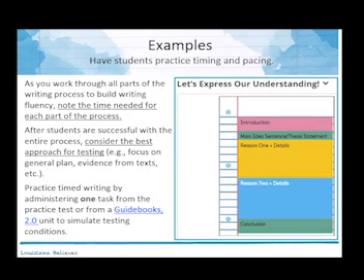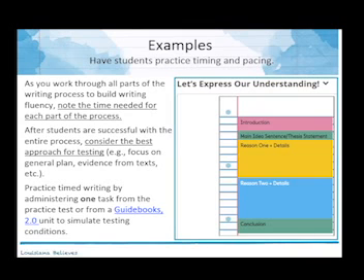Having students practice timing and pacing. So this is an ELA example. It says, as you work through all the parts of the writing process to build writing fluency, note the time needed for each part of the process.